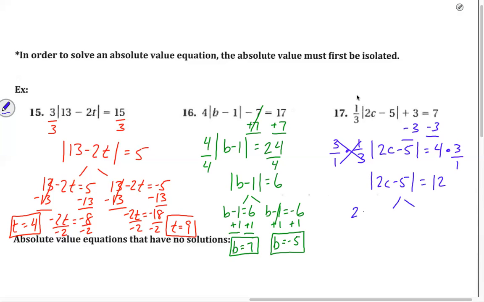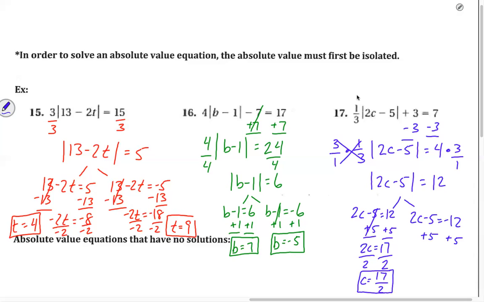Break it apart. 2c minus 5 equals 12. Okay, I'm going to add 5. It gives me 2c equals 17. Divide by 2. We get c equals 17 over 2. And on the right-hand side, I have 2c minus 5 equals negative 12. Add 5, and I get 2c equals negative 7. Divide by 2, I get c equals negative 7 halves.